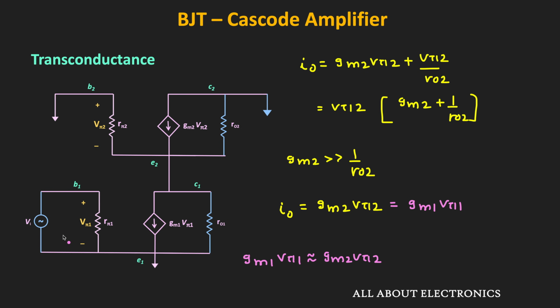And here, as you know, Vpi1 is nothing but Vi. So we can say that I0 is equal to Gm1 times Vi. And from this we can say that I0 divided by Vi is equal to Gm1. That means the overall transconductance of this cascode amplifier is approximately equal to Gm1.